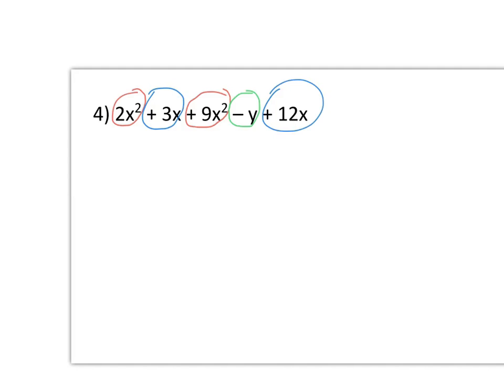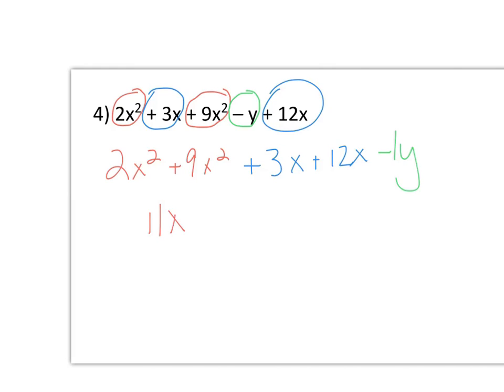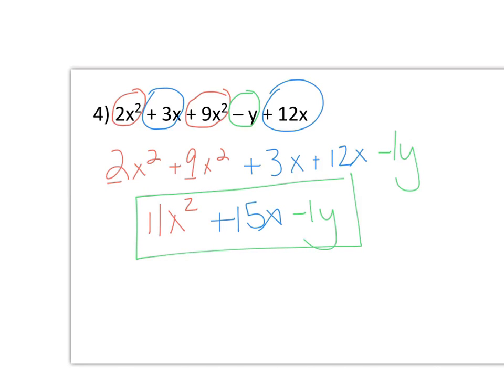So I'm going to go ahead and combine my 2x squared plus 9x squared and my +3x plus 12x, and finally my -1y. Put in that one because it's helpful sometimes. So 2 plus 9 is 11x squared. Remember, we're just working with coefficients. And then 3x plus 12x gives me a +15x, and that -1y comes down, and that is my final answer.